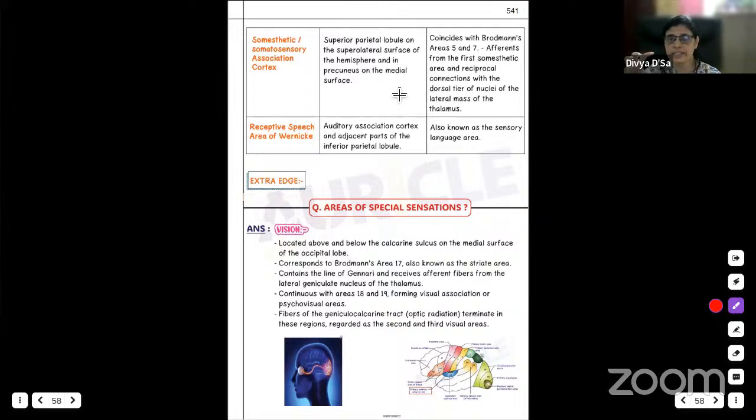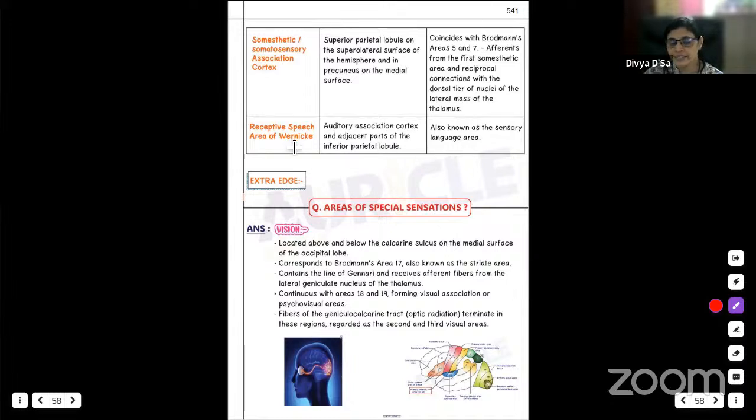This is basically responsible for what we call stereognosis. Stereognosis, when we say what? With the eyes closed, we are able to feel an object, isn't it? And we are able to tell the shape of it, the size of it, and identify whether it is a pen or a coin or whatever object we are holding. With our eyes closed, we are able to say that. That is known as the ability of stereognosis. So that is controlled by areas 5 and 7.